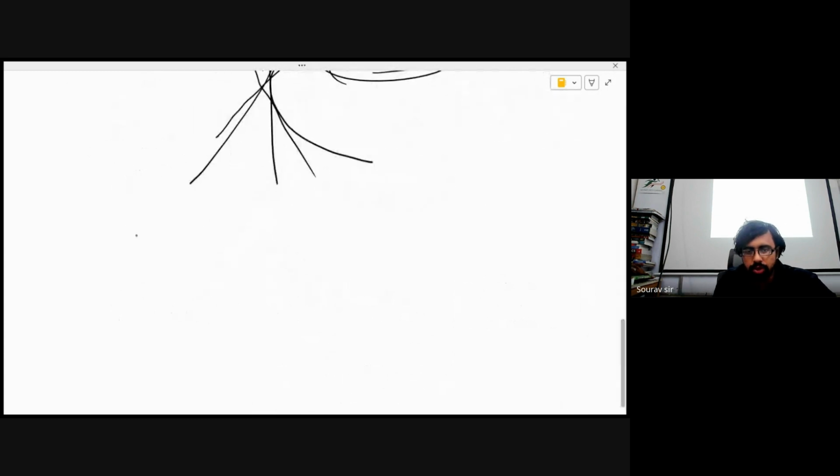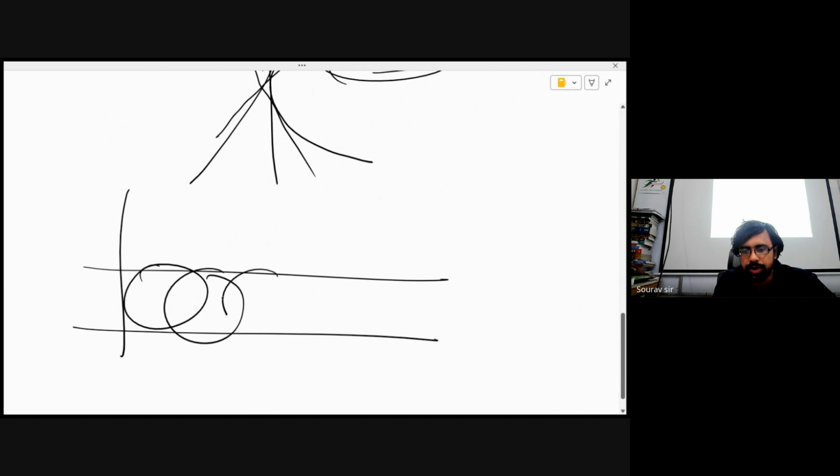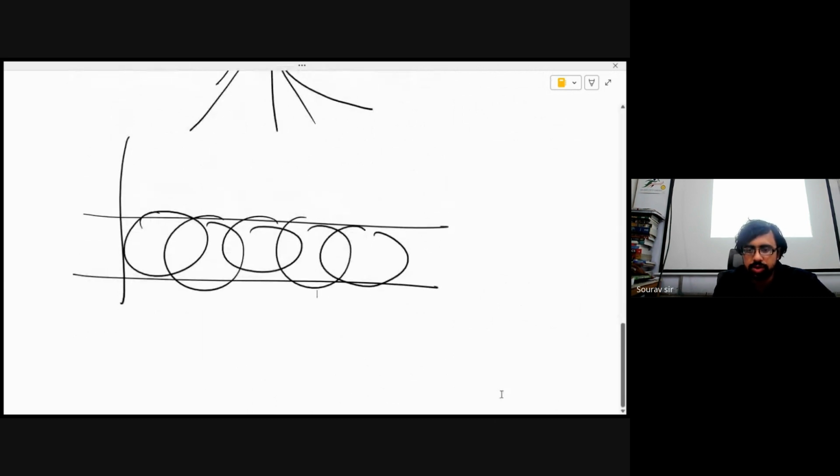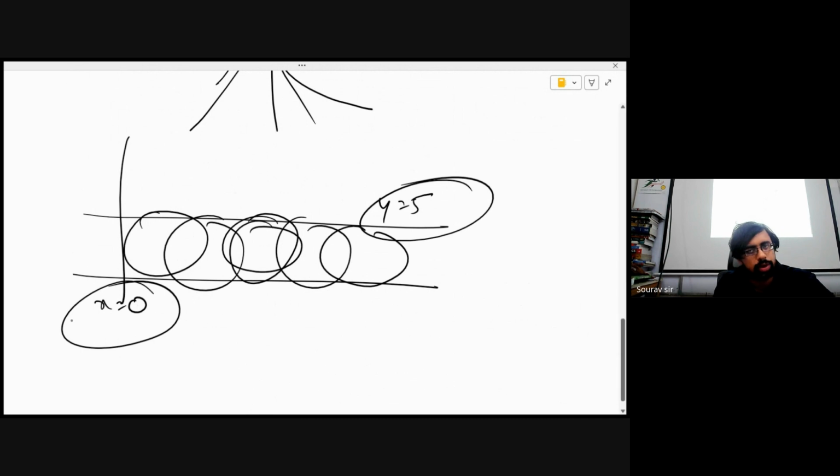जैसे मान लेते हैं एक और होता है. So this is a family of circles. These are all families of circles, all within this range. So y equal to 5 and maybe the x equal to 0 line is playing the role of the envelope over here. So sometimes an envelope may be an axis itself.